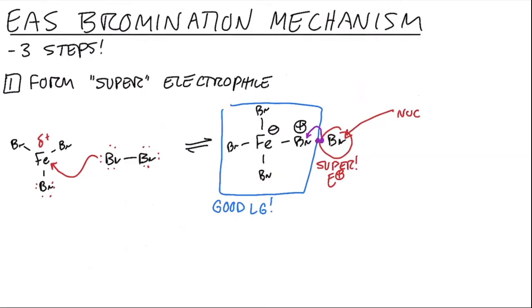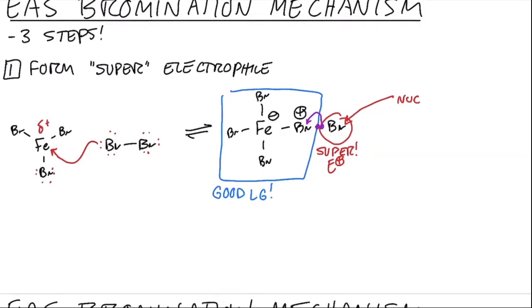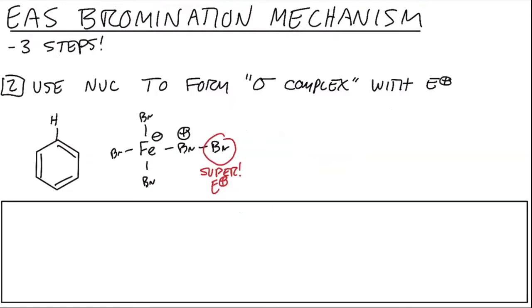So now that we've made that great electrophile, let's go ahead and see what it's going to do with benzene. Step 2 is going to be to use our benzene nucleophile to form what we call a sigma complex. Your book maybe uses a different term for this. We'll get to that in a second. But we're going to make this new intermediate with our electrophile. So the nucleophile is going to react with the electrophile.